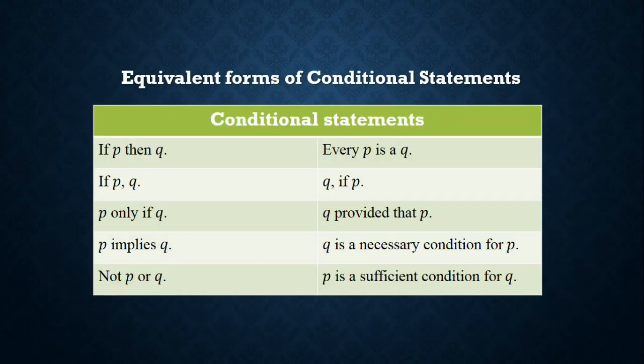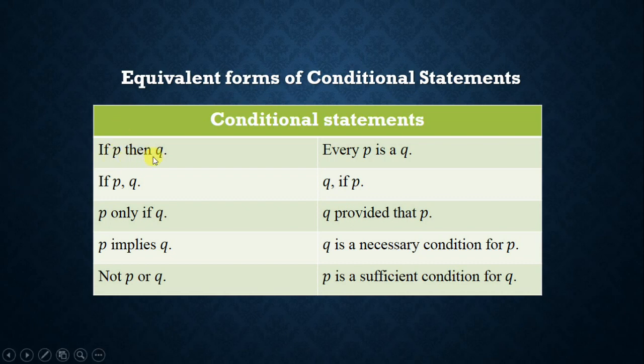Every conditional statement can be stated in many equivalent forms, so it is not necessary to state the antecedent before the consequent. For instance, the conditional statement is: if I live in Boston, then I must live in Massachusetts. It can be stated as: I must live in Massachusetts if I live in Boston. So the following table lists some of the various forms that may be used to write a conditional statement.